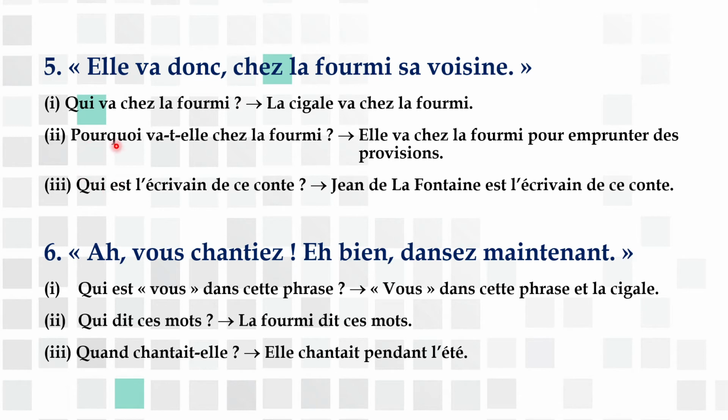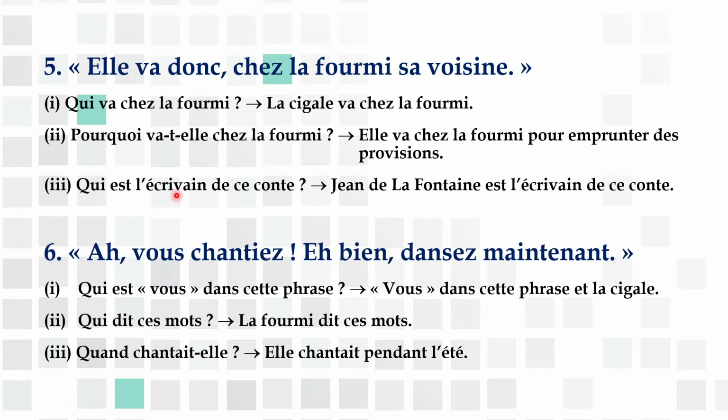Then, pourquoi va-t-elle chez la fourmi? Why does she go to visit the ant? This is not given directly in your text. You'll have to frame it. Because she has to borrow provisions. Elle va chez la fourmi pour emprunter des provisions. In order to borrow some provisions. You can say pour l'hiver if you want. Parce qu'elle n'a rien, because she has nothing. You can add on, but the basic idea is that she wants to borrow provisions.